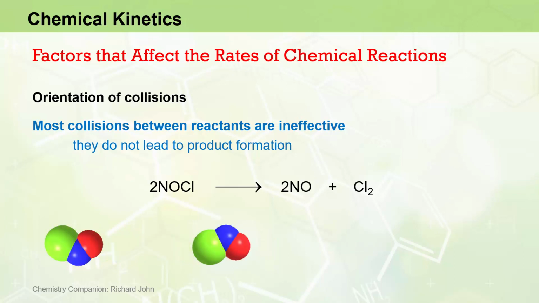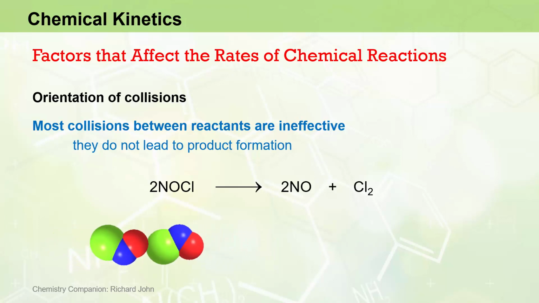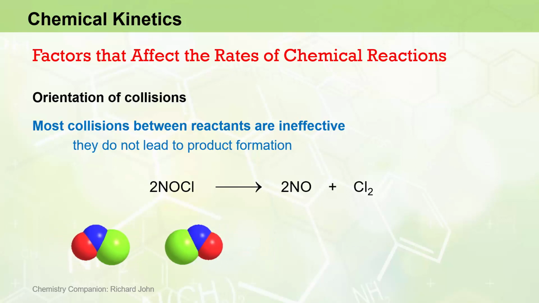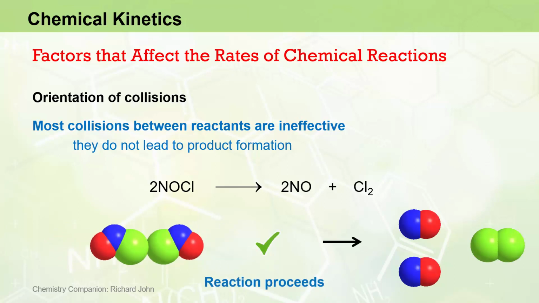Similarly, if the reactant molecules collide in this orientation, there is also limited opportunity for the appropriate bond breaking and bond forming. If, however, the reactant molecules collide with this orientation, there is much greater likelihood of breaking the nitrogen-chlorine bonds and forming the chlorine-chlorine bond, and therefore a much greater likelihood of the reaction proceeding.